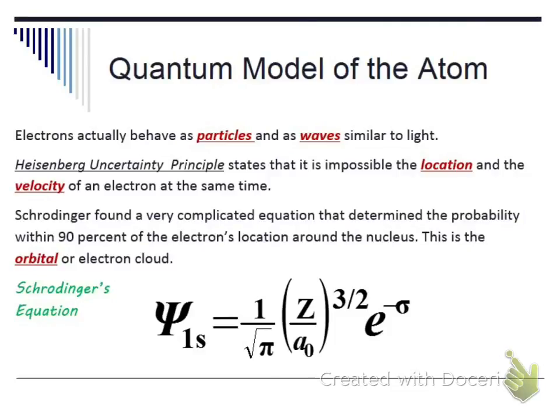Erwin Schrödinger found a very complicated equation, that's just this one that I put up there to scare you, and he determined the probability within 90% of where the electron is located. And these are called the orbitals.